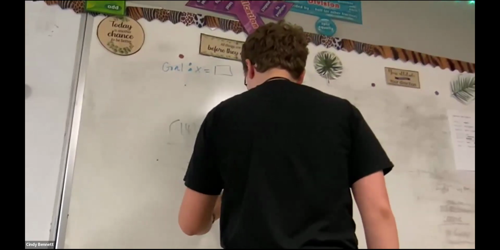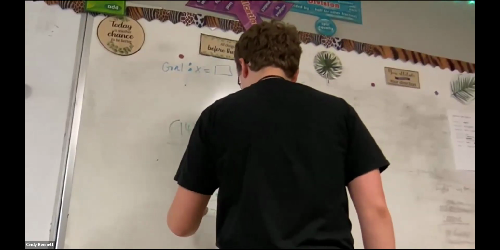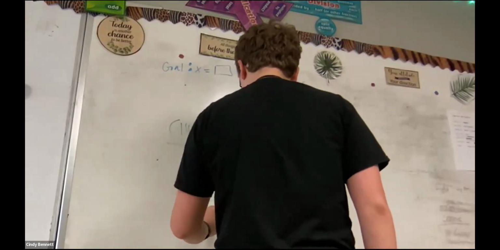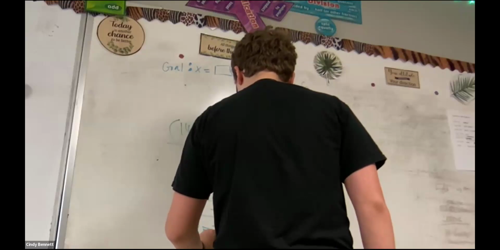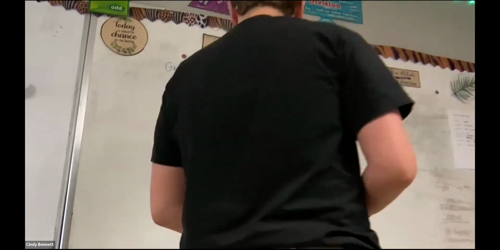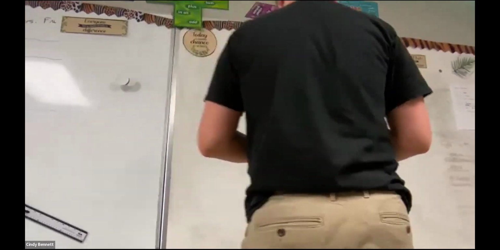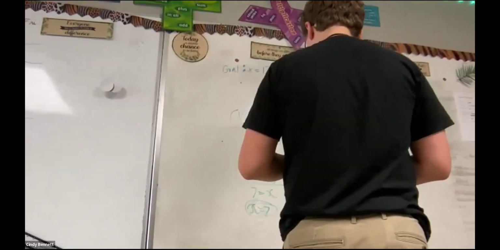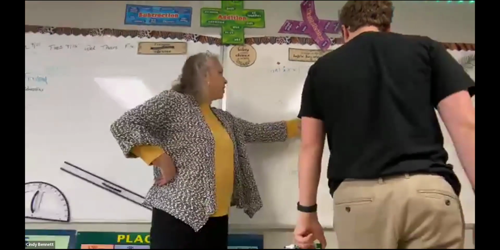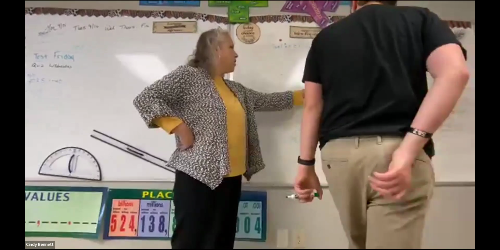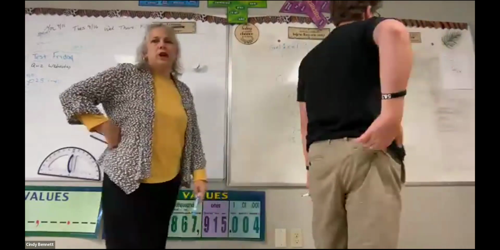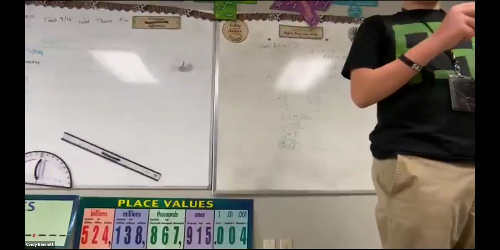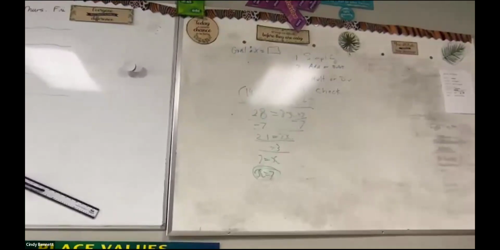Okay, next step would be divide both sides by 3. And then x equals 7. Okay, now the next step is to do what? Check it. So you could just do 3 times 7 is 21 plus 7 is 28. 28 equals 28. Okay, so that does check out. That is correct. All right, number 7.